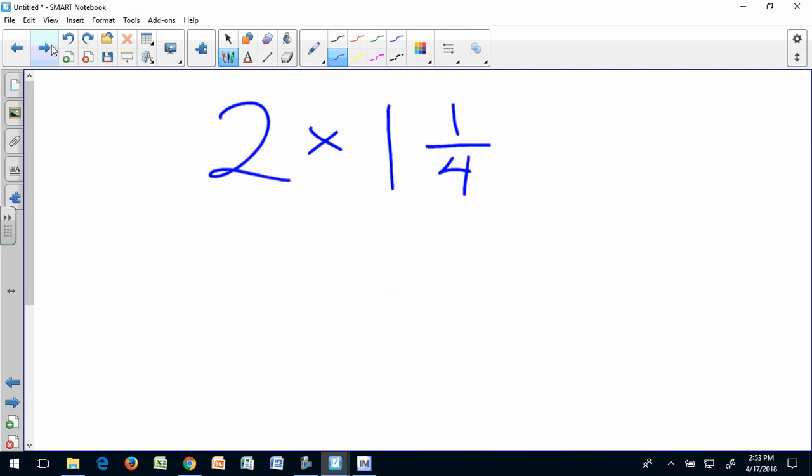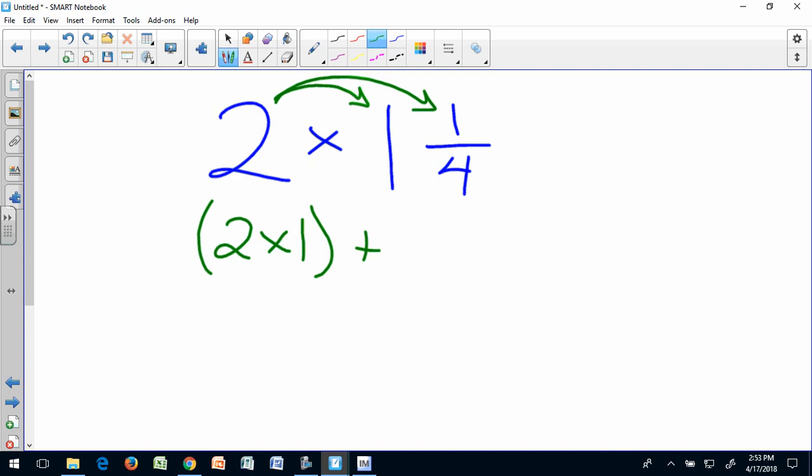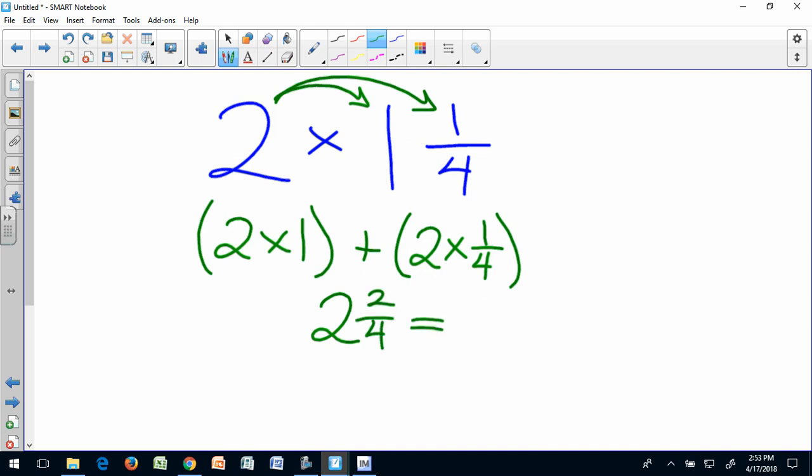Let's do another one a little bit slower. So I have my problem 2 times 1 and 1/4. Now using the distributive property, I'm going to set up 2 times 1 and 2 times 1/4. So first, I know 2 times 1 is 2, and 2 times 1/4 is 2/4. And a simpler way we could write that is 2.5.